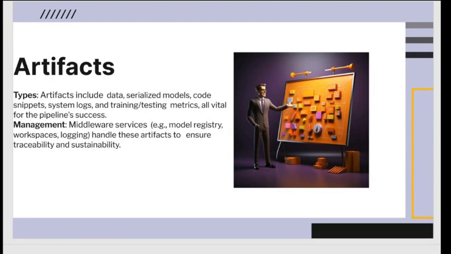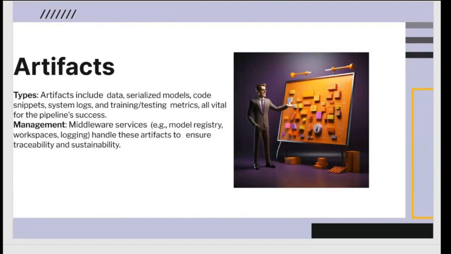This artifact data includes data, serialized models and code snippets. Code snippets are one of the various artifacts. Then system logs: what are the various trainings done, how many iterations have been done, everything will be logged. And the training and testing metrics, which are various performance measures such as precision and recall. These are usually used for finding the performance of the training or testing code. So all of these are included as artifacts.